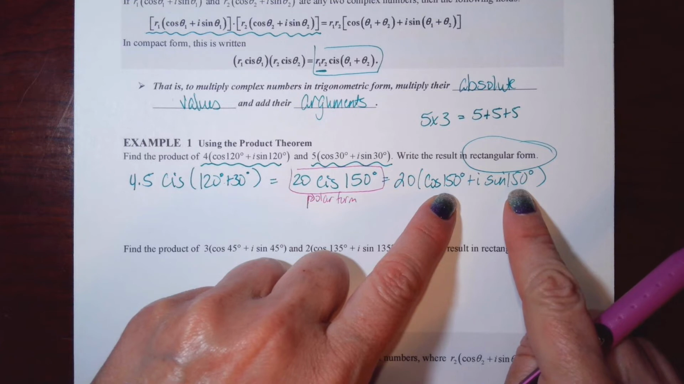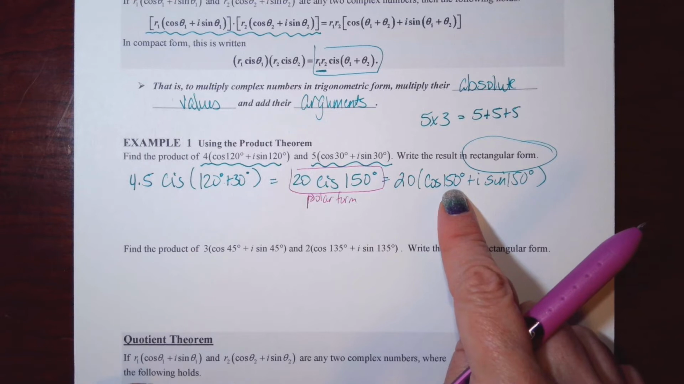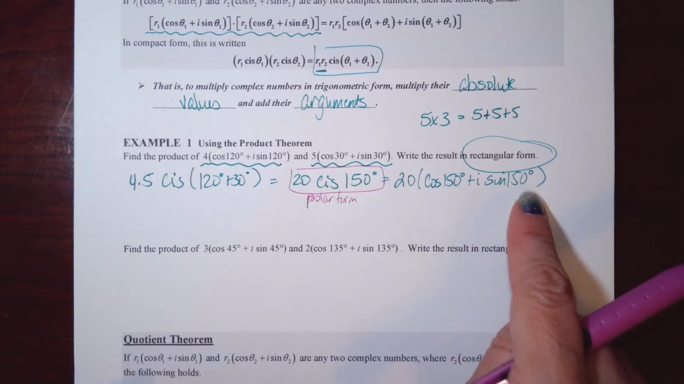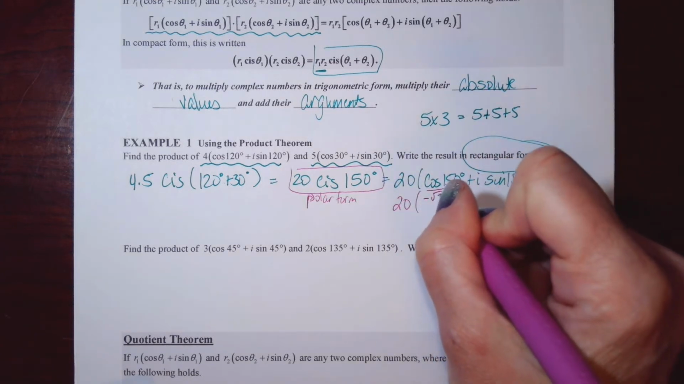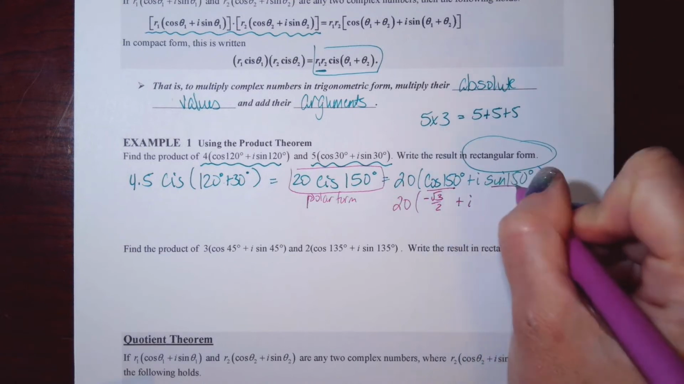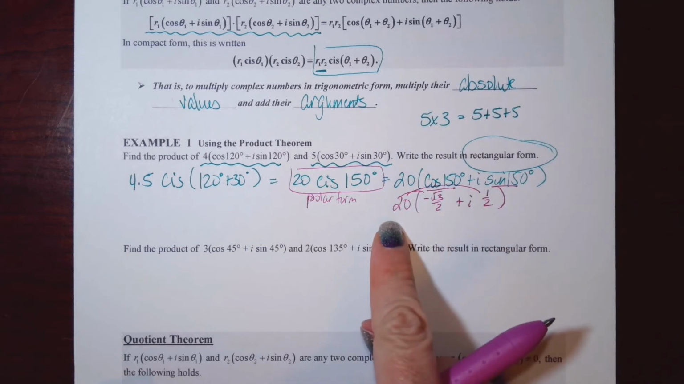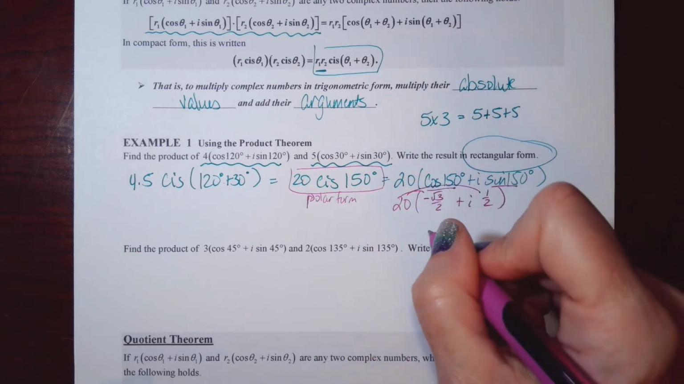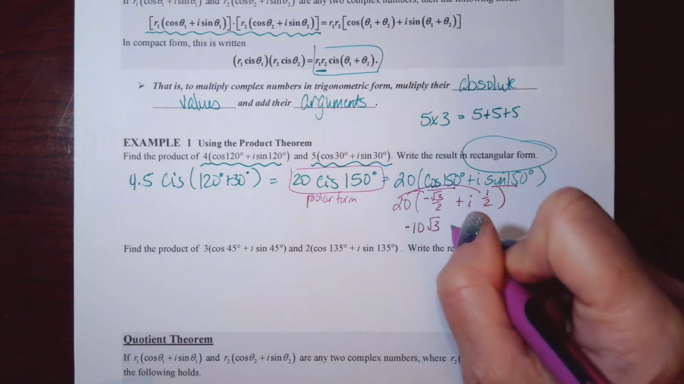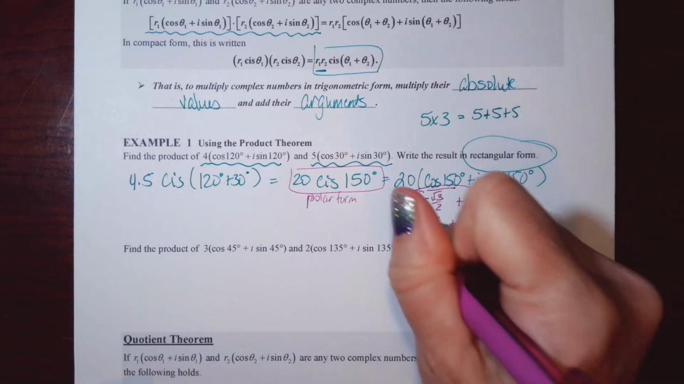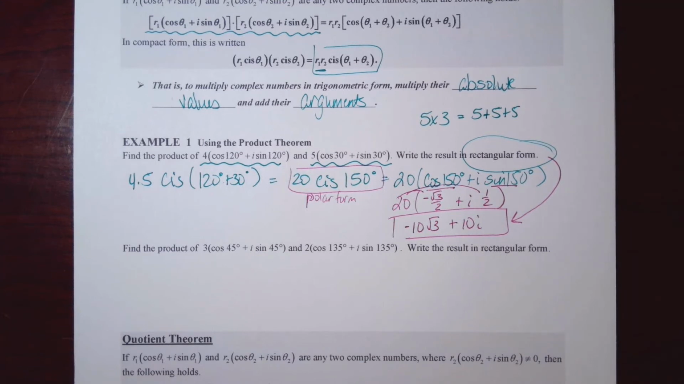Well, 150 degrees is one of my special angles on the unit circle. It's in quadrant 2, so cosine is negative and sine is positive. So I plug in what I know. Cosine at 150 is negative square root 3 over 2. Sine at 150 is a positive 1/2. And then I distribute 20 inside my parentheses. Multiplication distributes across addition, so that when I simplify, I get negative 10 square root 3 plus 10i.